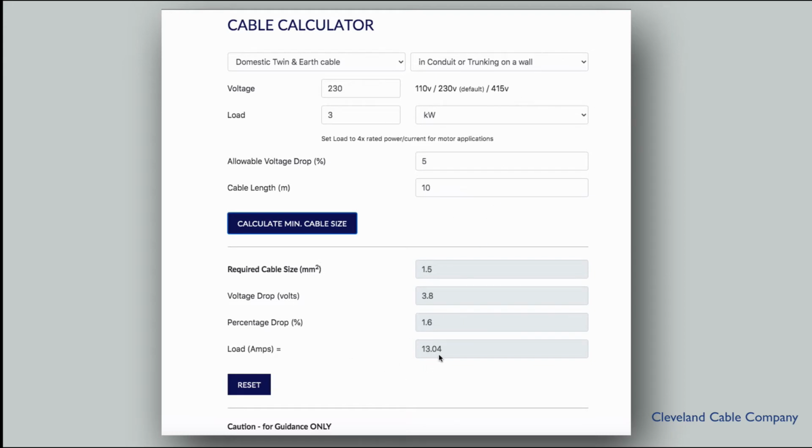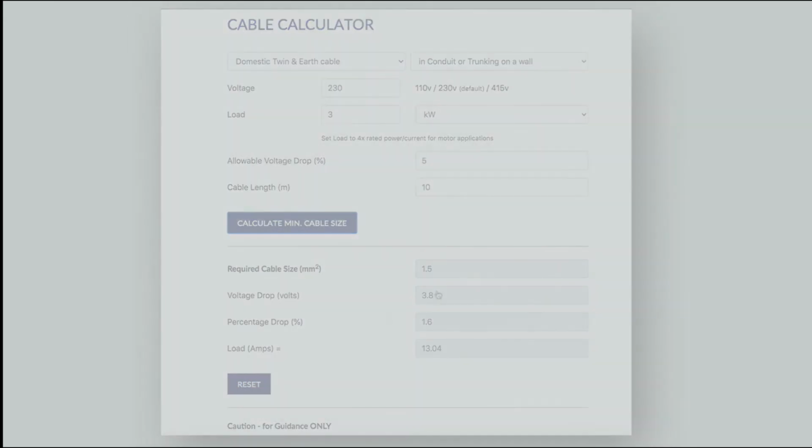So they're quite useful just to check your figures, but don't use them as your main tool to calculate cable size because they often only have basic settings. They don't have the full range of correction factors or installation methods. So it's best to work it out yourself.